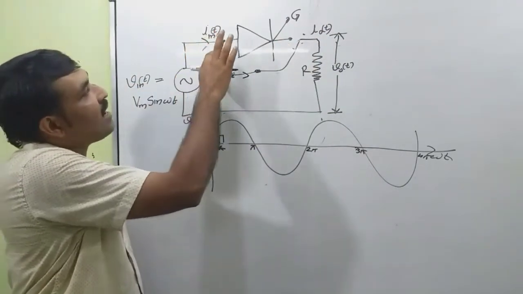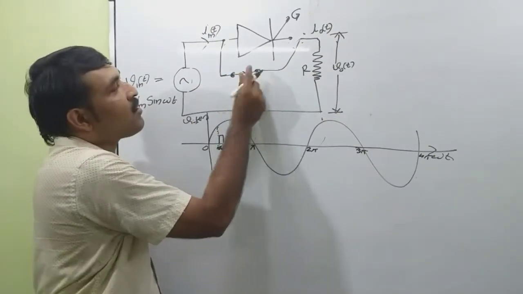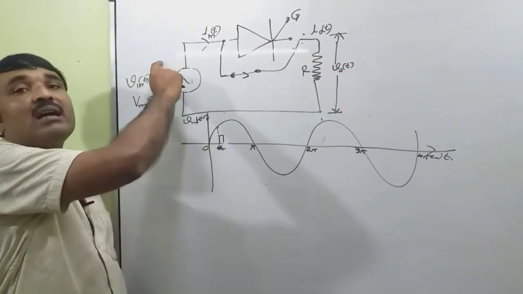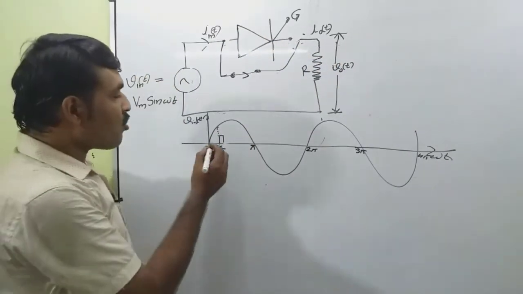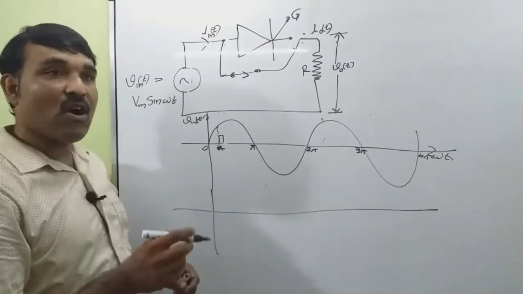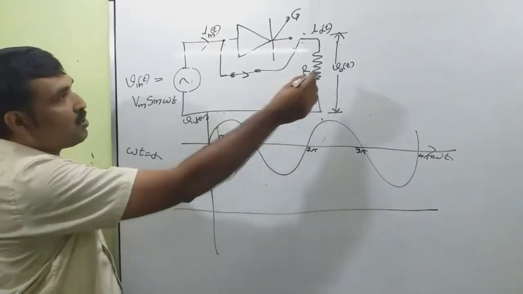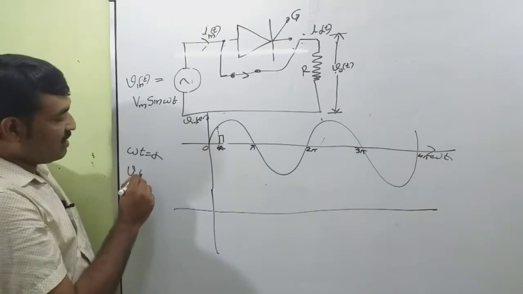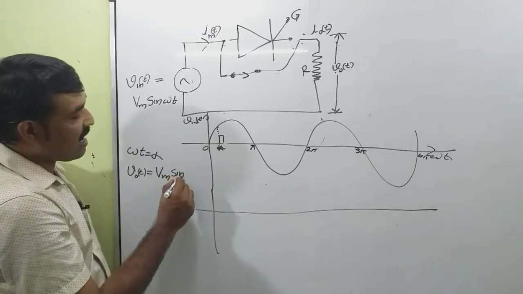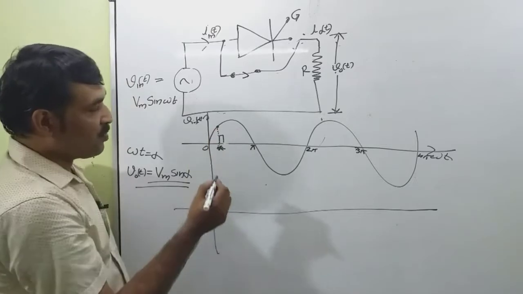So what happens? The current will start flowing through the resistance, and the voltage drop across the switch is 0. So the output voltage is the same as the input voltage. So at omega t equal to alpha, what is the value of the output? The output voltage V0 is equal to Vm sin alpha. Okay, so this is the value of the output voltage.